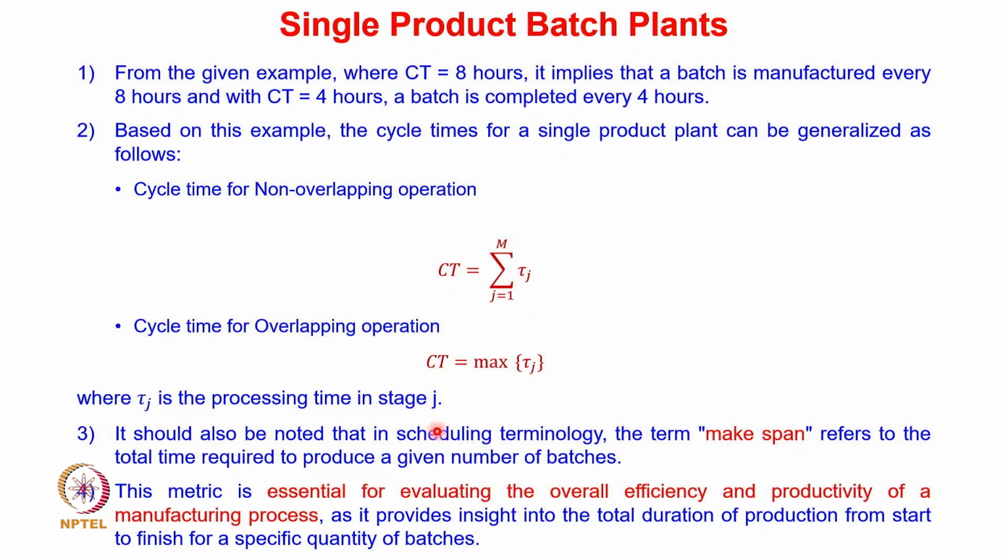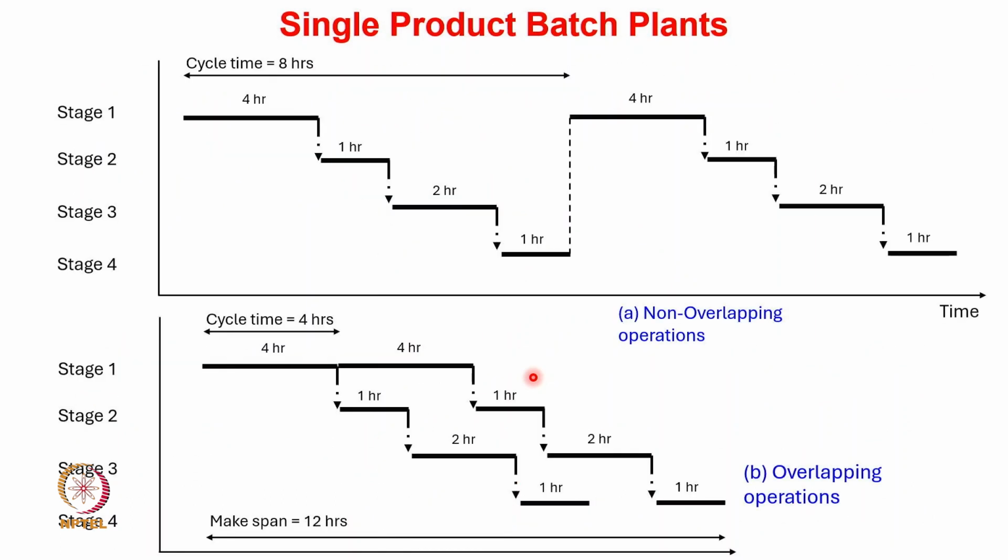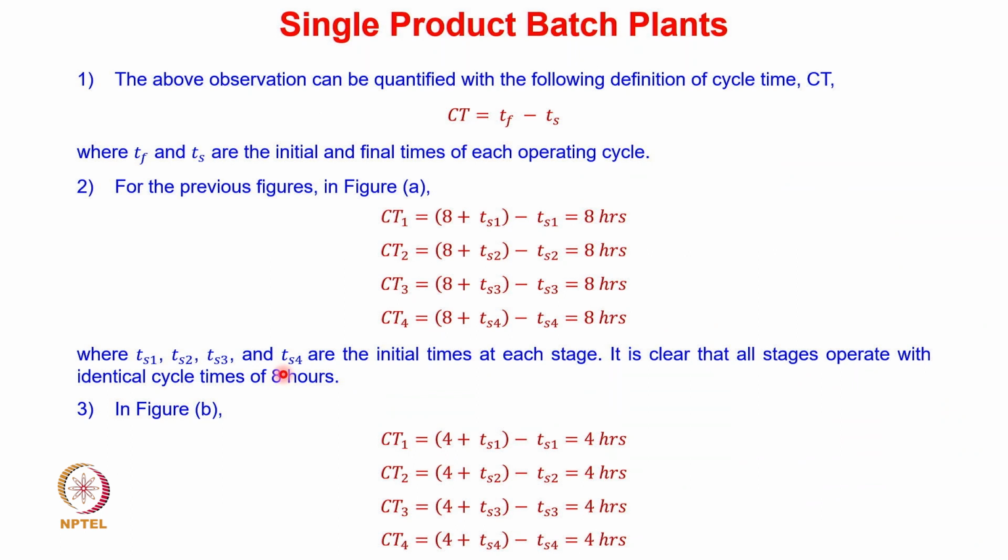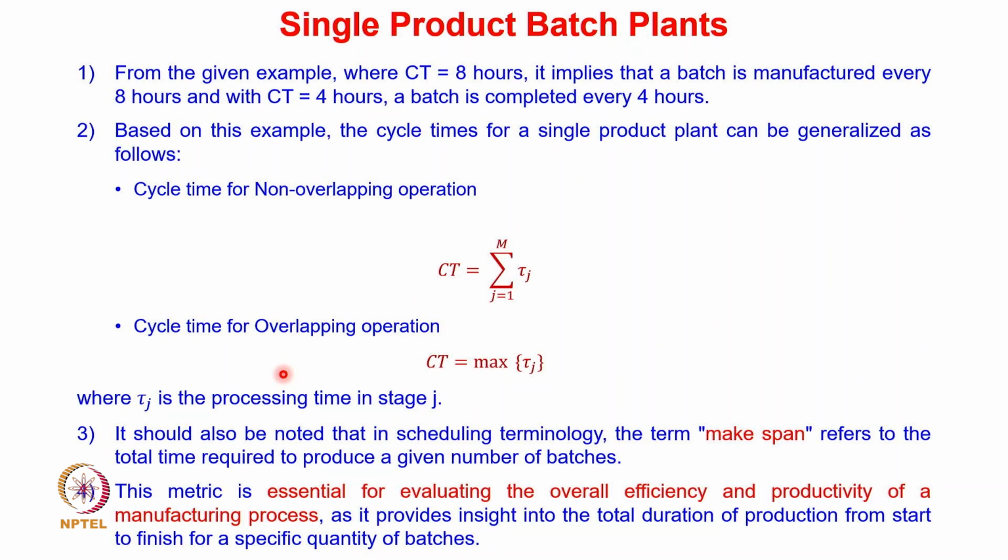So clearly in the non overlapping operation, the cycle time comes around the 8 hours, whereas in the overlapping operation, the cycle time, which is nothing but the maximum processing time of the individual stages, the maximum processing time in this case is 4 hours for the reactor, and therefore the maximum processing time is giving us the cycle time equals to 4 hours.